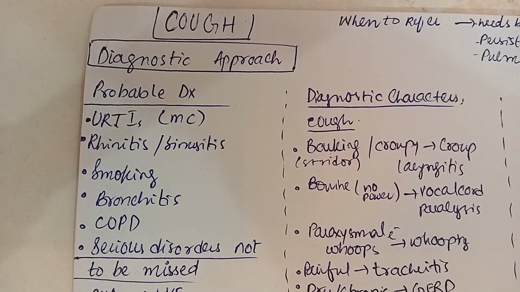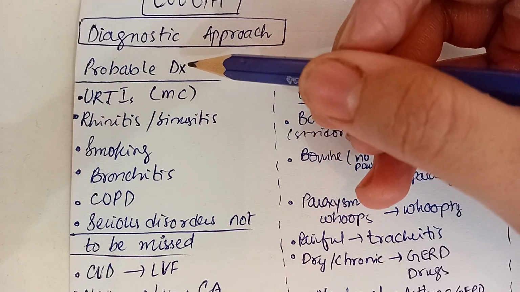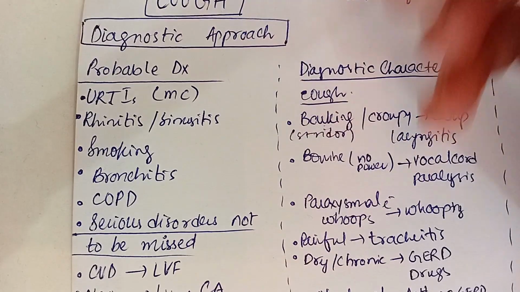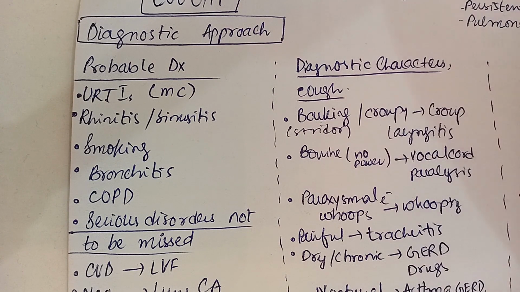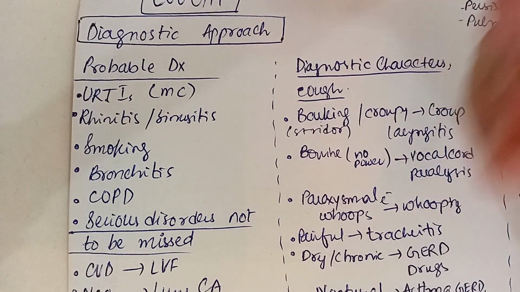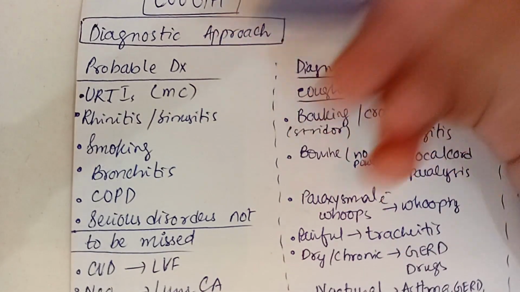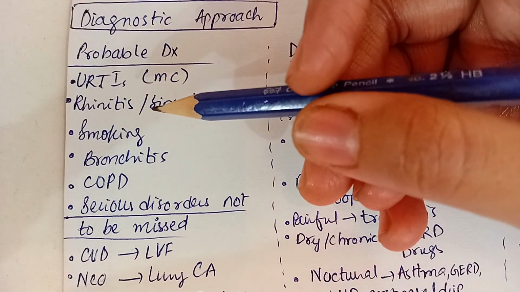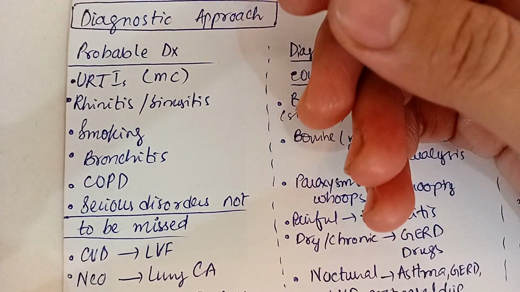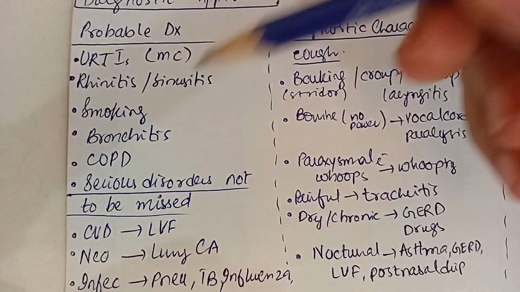To ease our approach, we are going to follow the diagnostic model. Number one, we have probable diagnosis. In probable diagnosis, whenever the patient comes to you with cough, the very common diagnosis we can suspect can be upper respiratory tract infections, and it is usually the most common cause of cough. Then we have rhinitis and sinusitis.